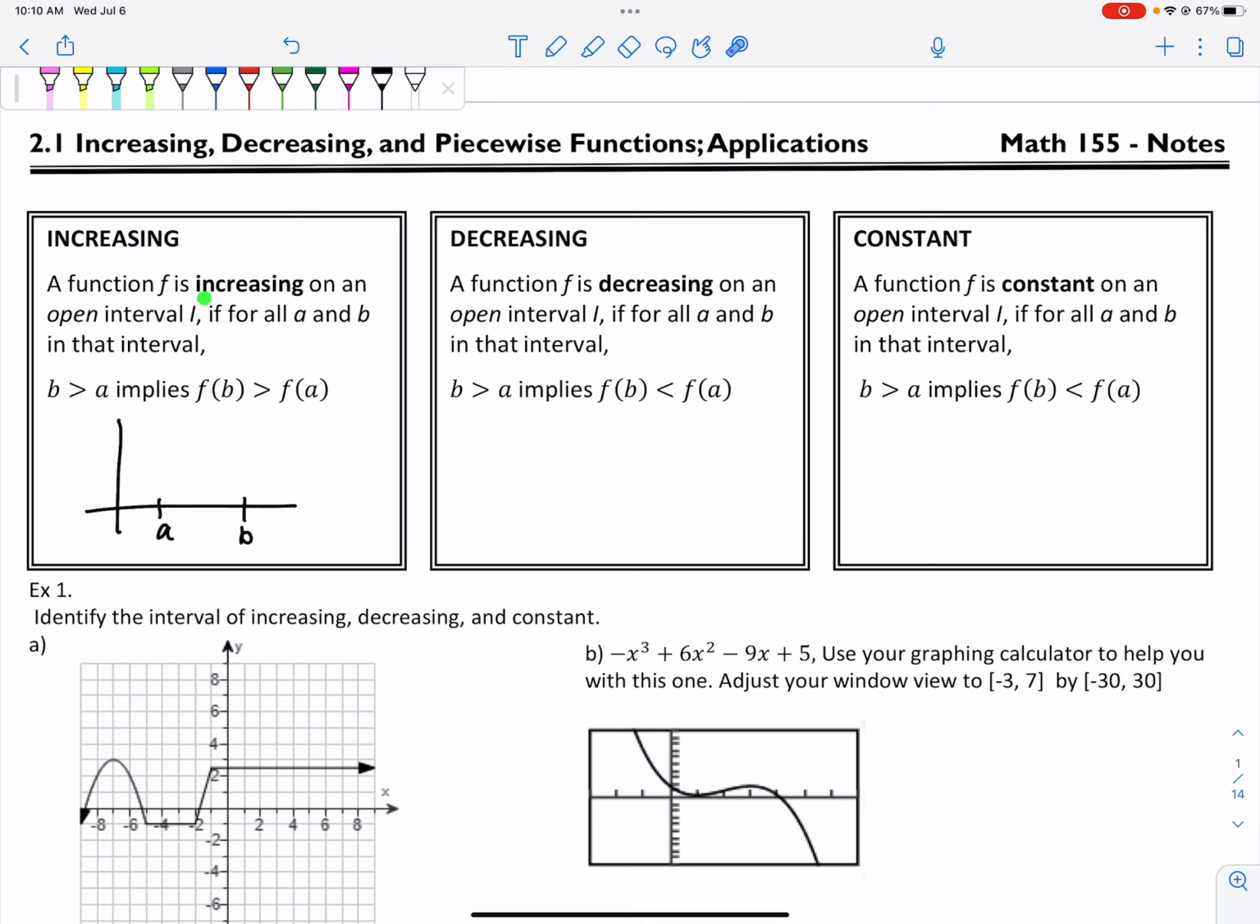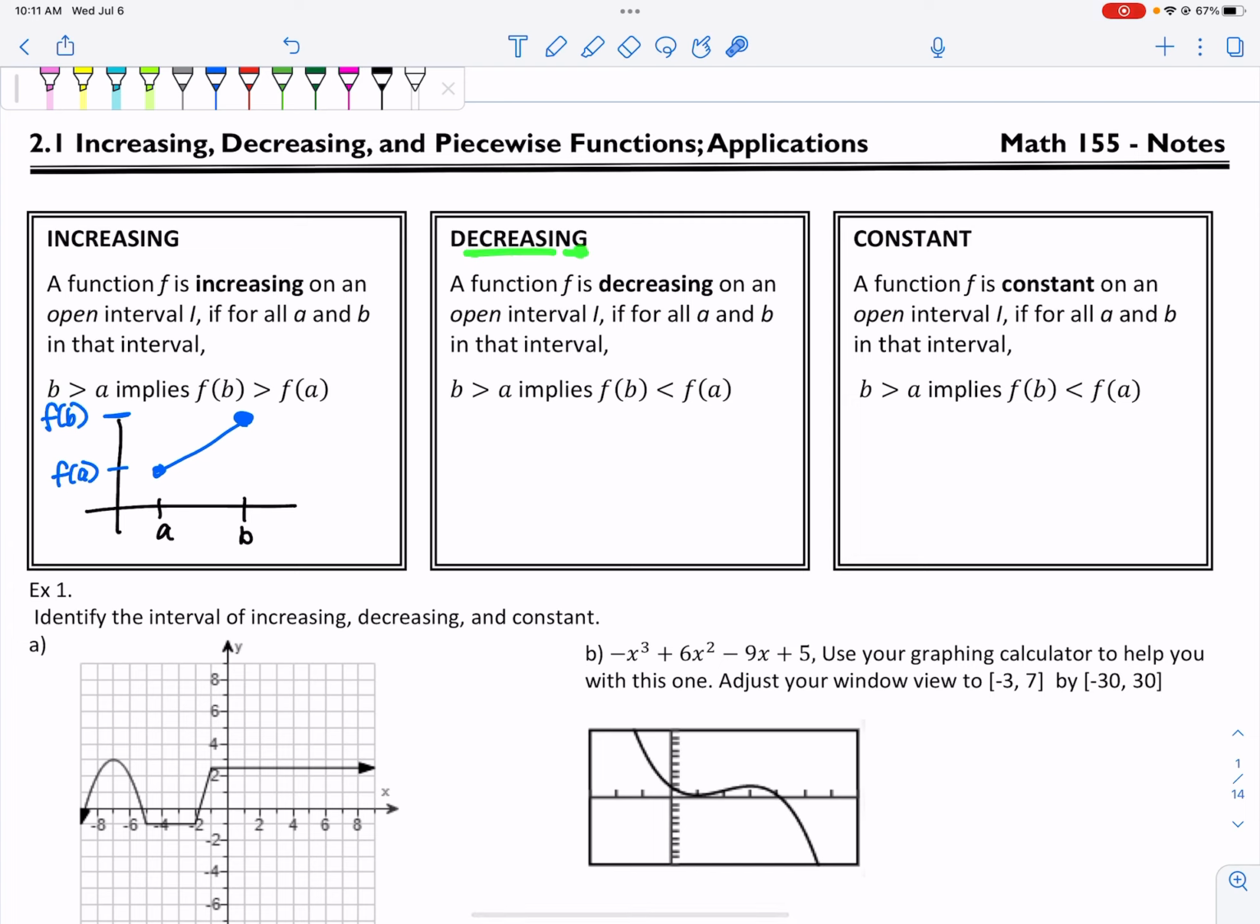When we think about increasing, we think about from left to right, it goes up. So let's draw a function that goes up on the interval. f of a corresponds with the y value at x equals a. f of b corresponds with the y value at x equals b. Notice that b is greater than a. It implies that f of b, here's f of b, is greater than f of a. So we can see this pictorially, that f of b is greater than f of a.